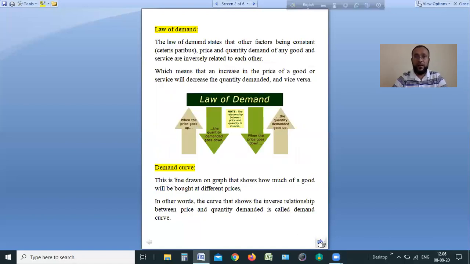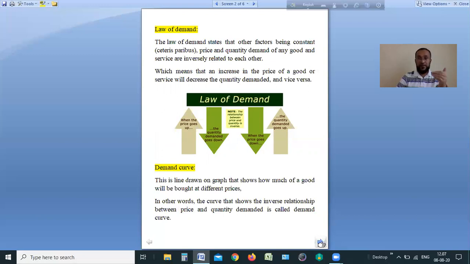The law of demand: the law of demand states that other factors being constant. This is called ceteris paribus. Ceteris paribus means other factors that affect a variable remain the same. Only one factor changes, so what will happen to the other? That is the ceteris paribus condition: assuming that other factors remain the same, only one factor changes. So the law of demand is under ceteris paribus, that means other factors that affect demand remain the same.